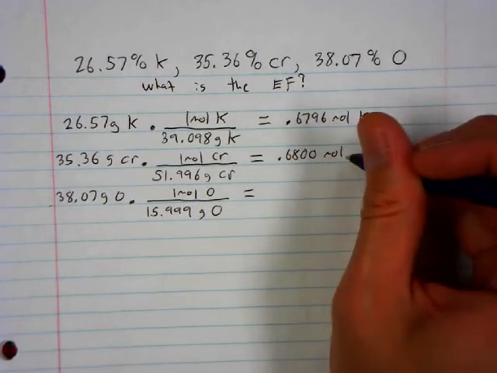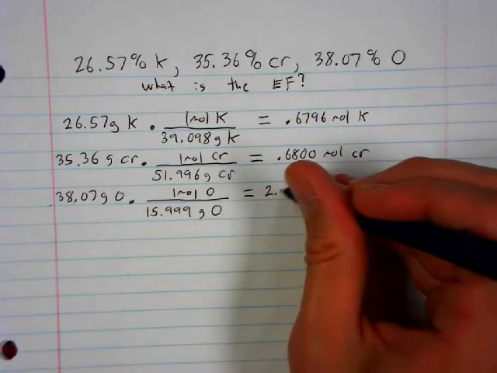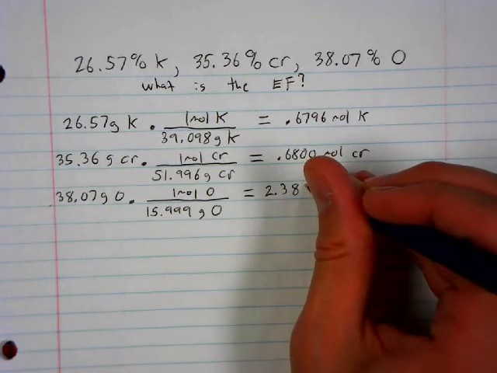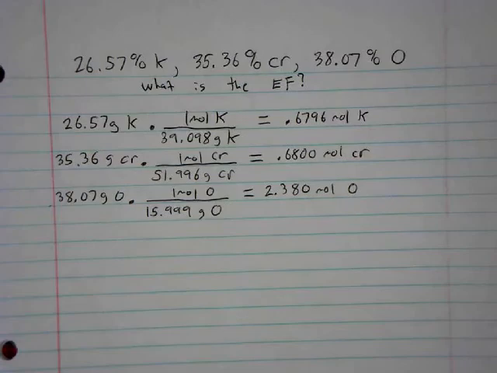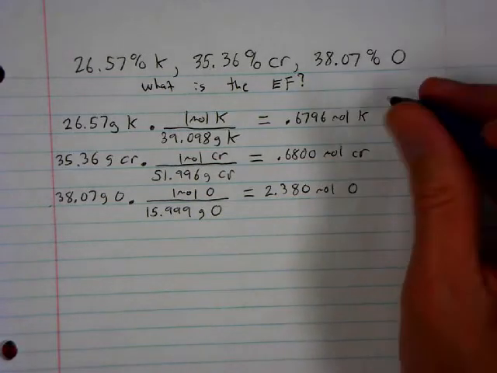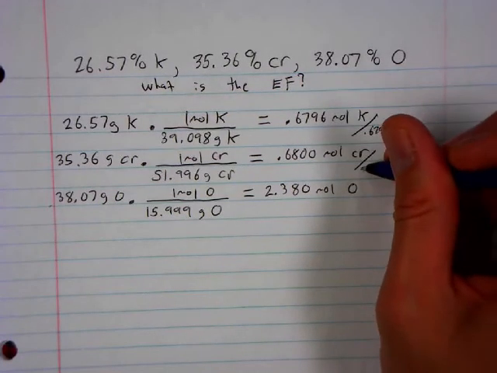You should end up with 0.6796 moles of potassium, 0.6800 moles of chromium, and 2.380 moles of oxygen. And I want the simplest whole number ratio.